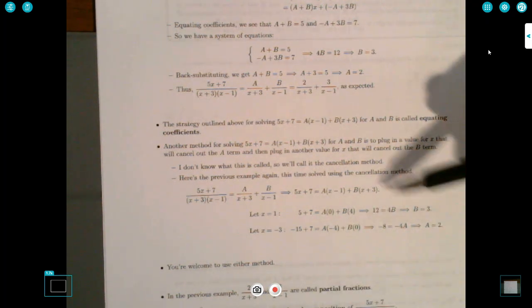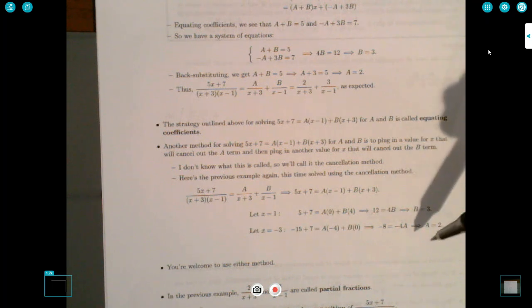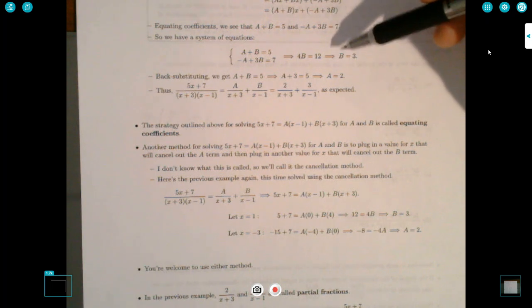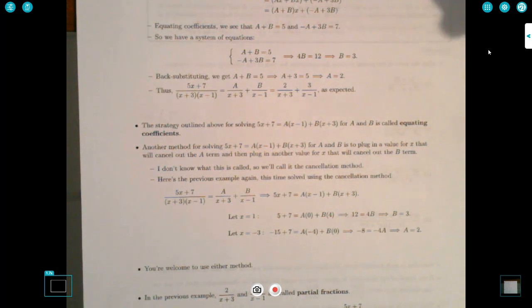So this is a really nice method that sometimes works quicker than solving the system that you would get by equating coefficients. Sometimes it doesn't work out though, right? Sometimes solving the system of equations is inevitable, right? But you're welcome to use either method.